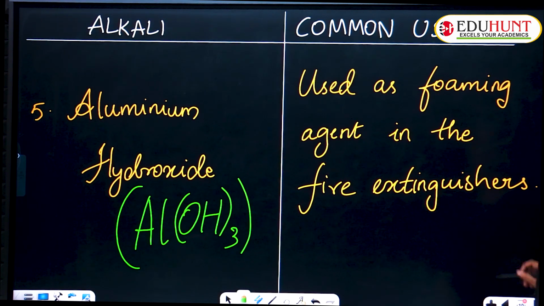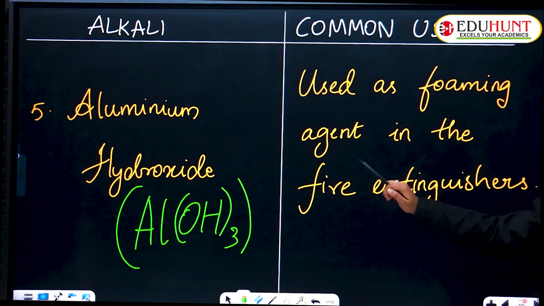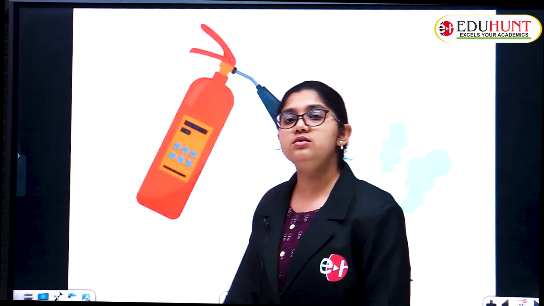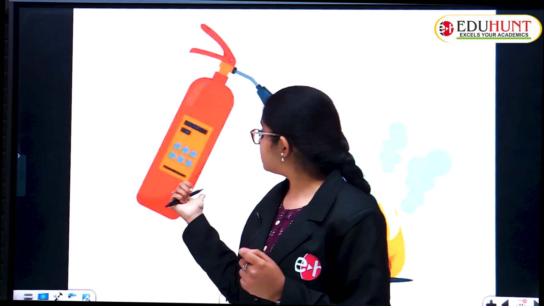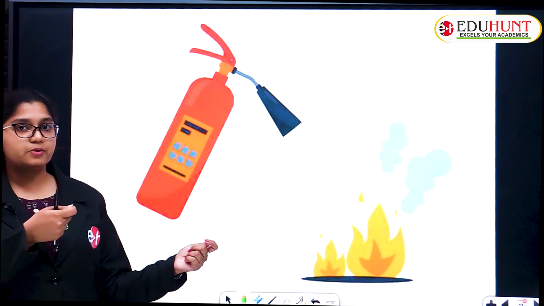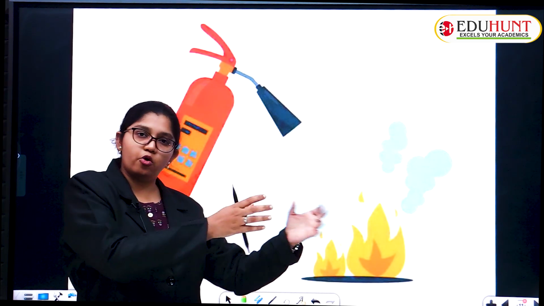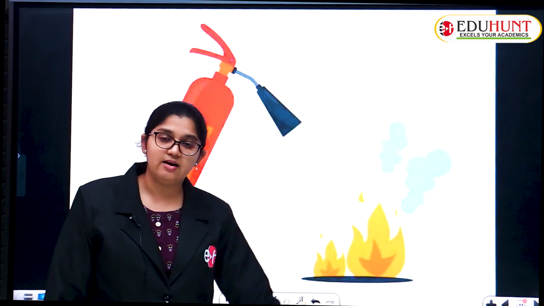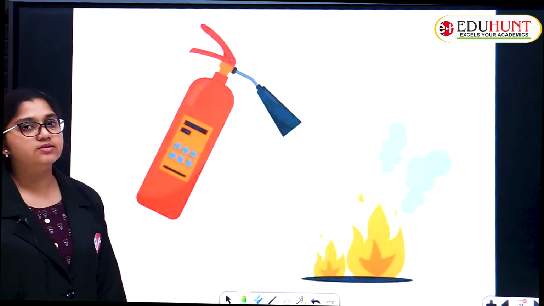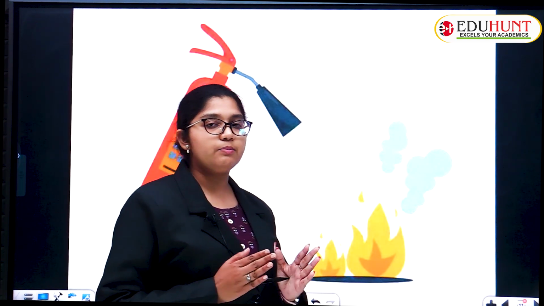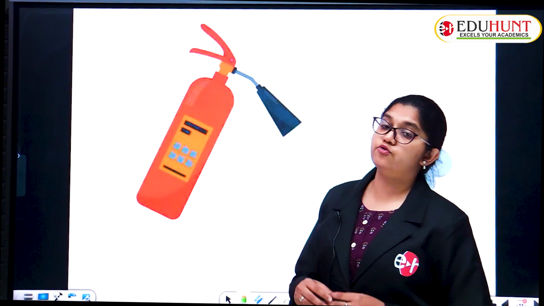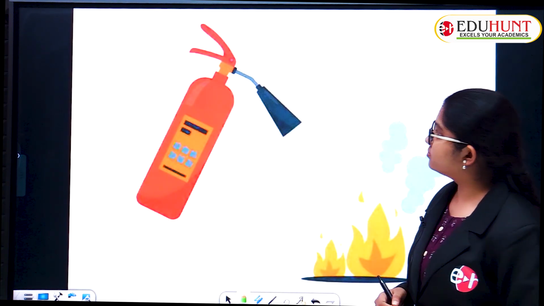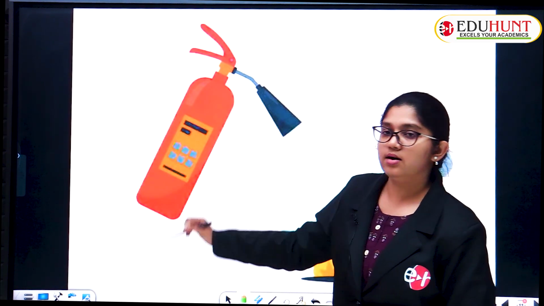Actually, do you observe the picture now? Used as a foaming agent in the fire extinguisher. Did you ever see that, children? The fireman holds it and sprays on the fire so that there is some foam of water particles or whatever it is. It comes and vanishes the fire. Yes, this is all about the base called aluminium hydroxide. It acts as a foaming agent in fire extinguishers. You can observe some foam over here. It contains some aluminium hydroxide.